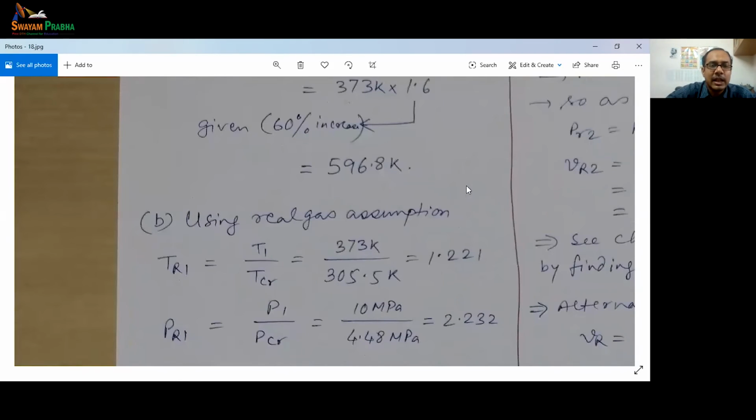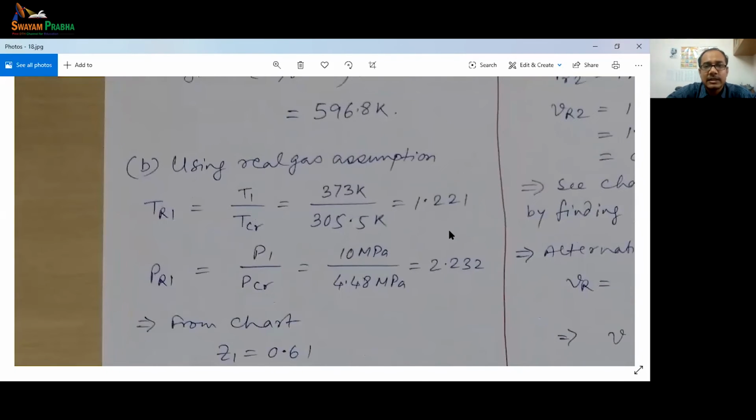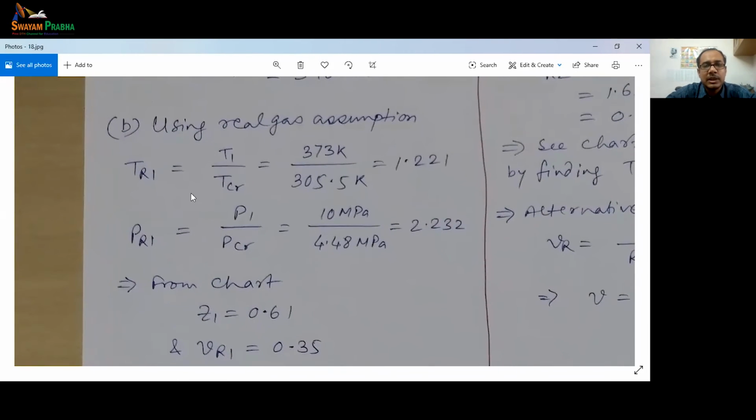Now let's get real and use the real gas assumption. As you have seen in the earlier problem, we have to find the reduced quantities, reduced temperature and reduced pressure, to use the generalized compressibility chart. So TR1 is T1 divided by TCR, and that will be equal to this TCR you have looked up, 305.5 Kelvin. So TR1 is 1.221, and that is unitless because it is the ratio of two temperatures.